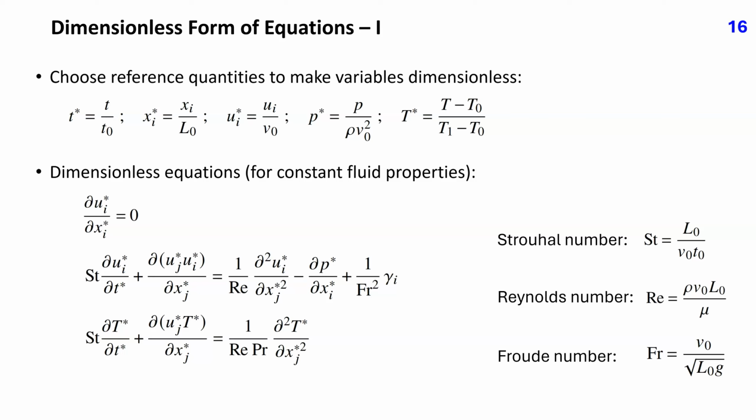These equations contain four dimensionless numbers: Strouhal number, Reynolds number, Froude number, and Prandtl number. While the Prandtl number is a fluid property, the other three dimensionless parameters depend on the flow and geometry as given by these expressions. Two flows are said to be similar if these four dimensionless parameters are the same under the same dimensionless boundary conditions.